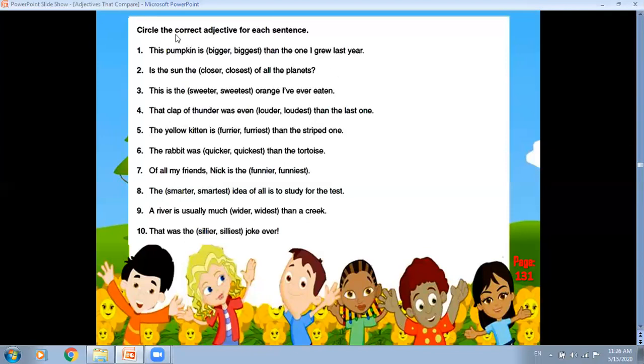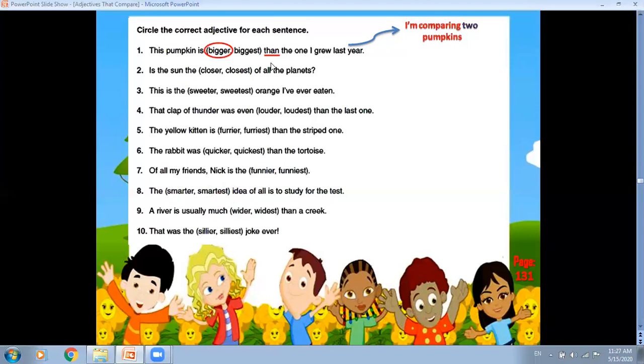This pumpkin is bigger or biggest than the one I grew last year. So I'm comparing two pumpkins. And what do I have here? Than. Great. Am I supposed to choose bigger or biggest? This pumpkin is bigger than.